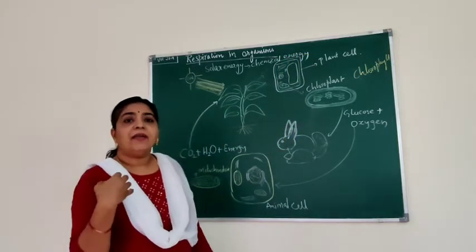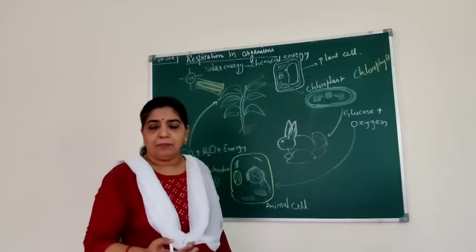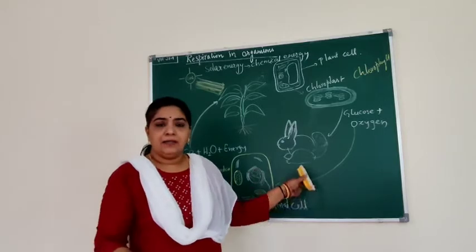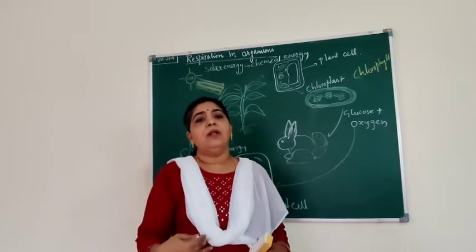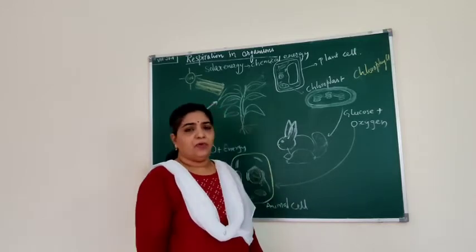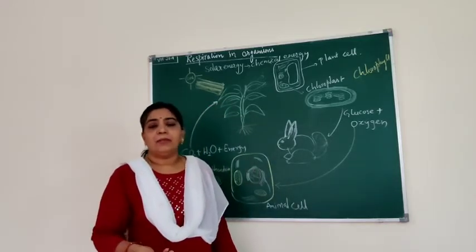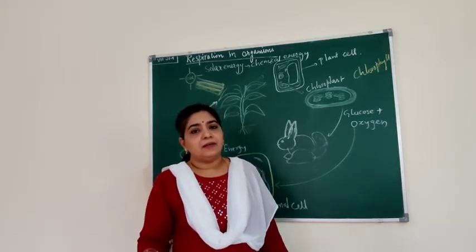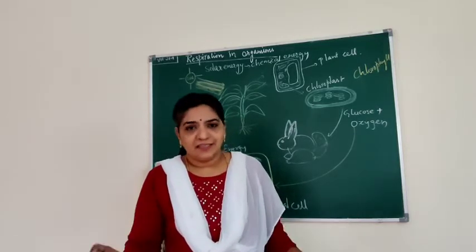Afterwards, we feed on the plants, either directly or indirectly. I have taken here the rabbit. Rabbit is a herbivore. It depends directly on plants. So whether any animal depends directly or indirectly, the source of food for us is plants.